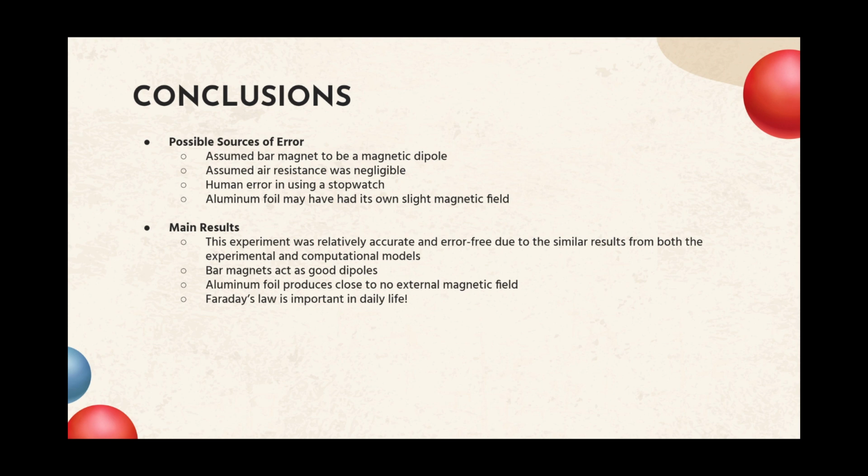The main results of the lab are that this experiment was relatively accurate and error-free, since our results were very similar between experimental and computational. Bar magnets act as good dipoles. Aluminum foil produces close to no external magnetic field, which didn't interrupt our experiment in any way. And Faraday's law is important in daily life.